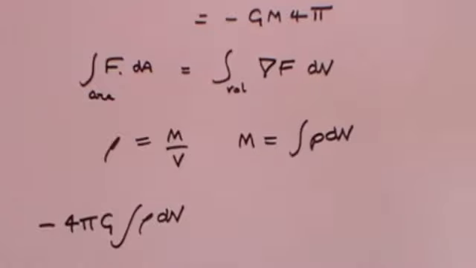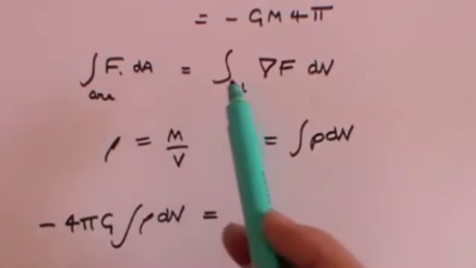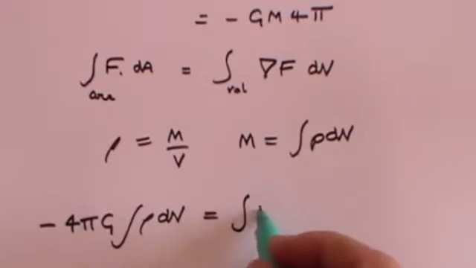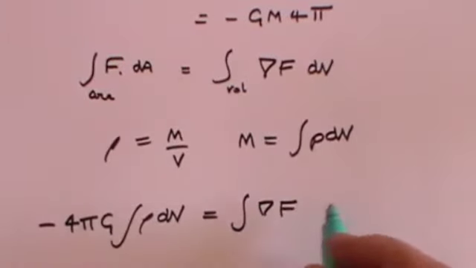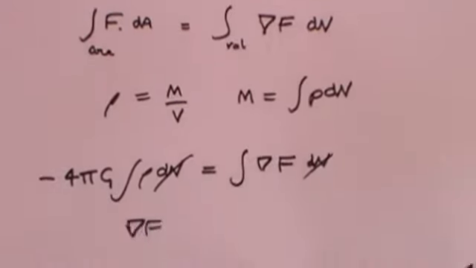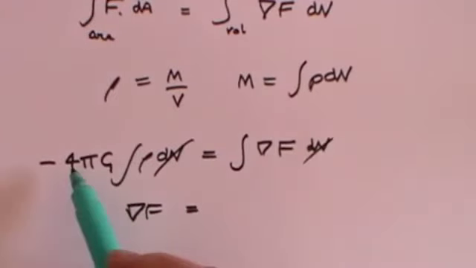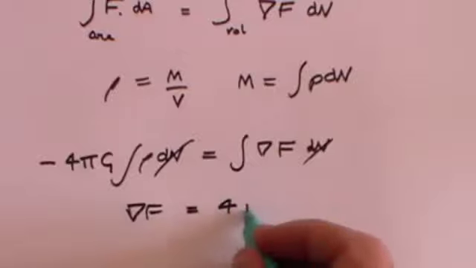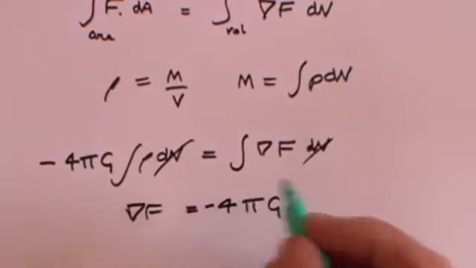density times volume. That's f dot dA, or more accurately this is the integral of f dot dA, and that's going to be the integral over the volume of del f dv, the divergence of f. Well, although it's not really proper to do it, you can cancel out the dv's. Essentially what you're left with is that del f, the divergence of f, is equal to 4 pi g rho. Actually minus 4 pi g rho.